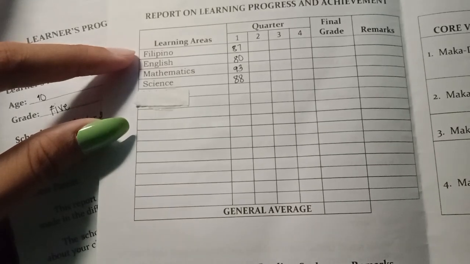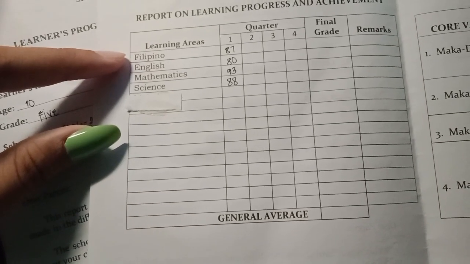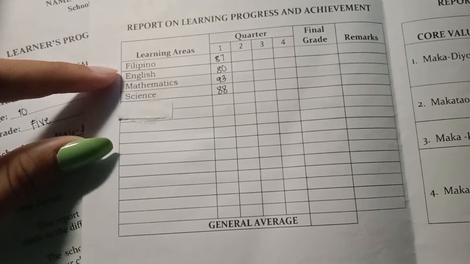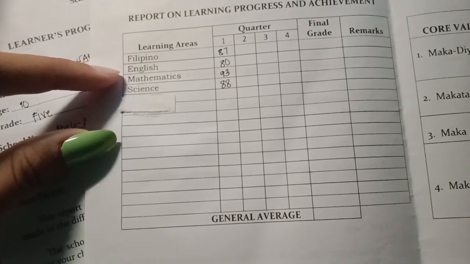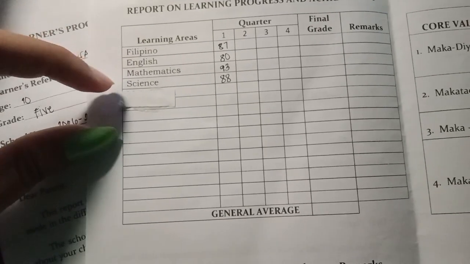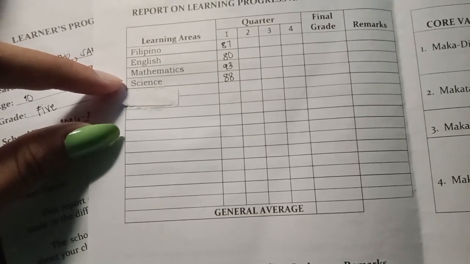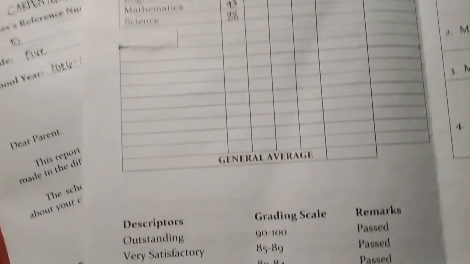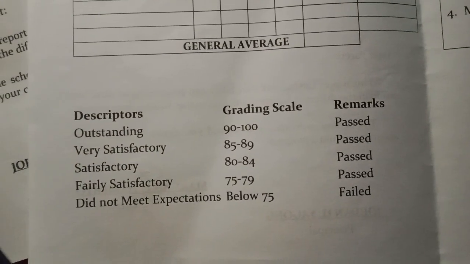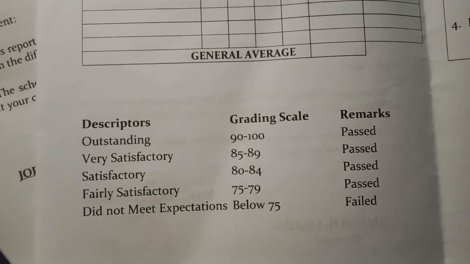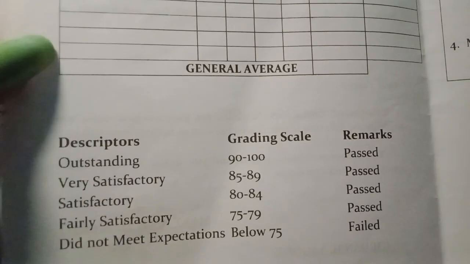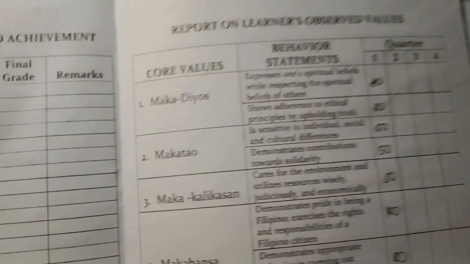In Filipino, Bato de la Rosa got 87. In English, he got 80. In Mathematics, he got 93. And in Science, he got 88. Below this table, you can see the grading scale, descriptors, and remarks. And next to the academic, we have the learner's observed values.